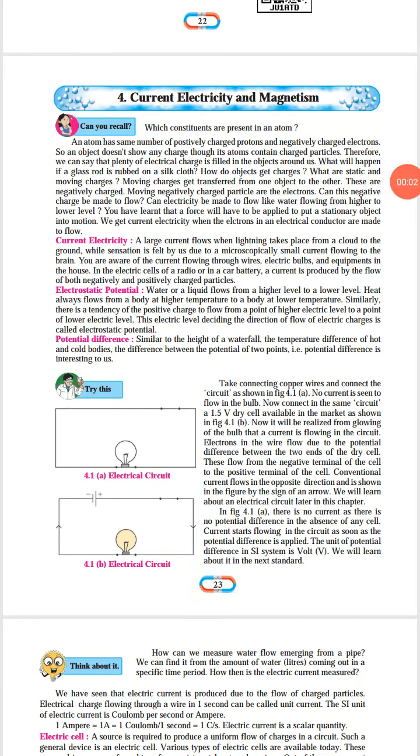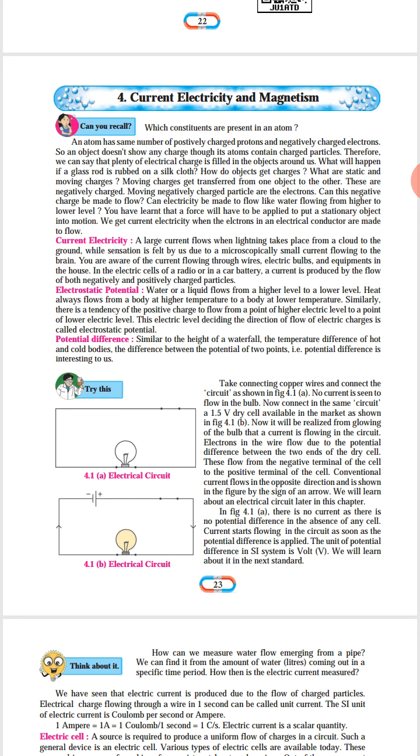Students, today we are going to learn Science Chapter 4: Current Electricity and Magnetism. Let us see the main points. First, electric current. It is the electric charge flowing through a conductor such as a metal wire per unit time. Its SI unit is the ampere. Electric current is a scalar quantity.